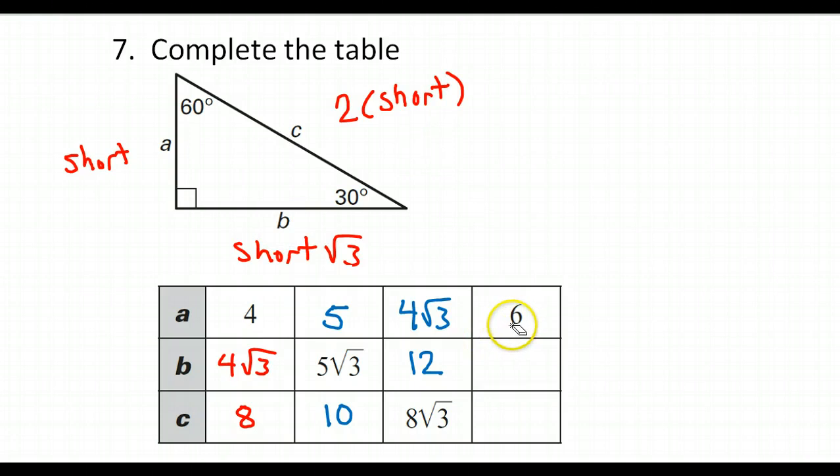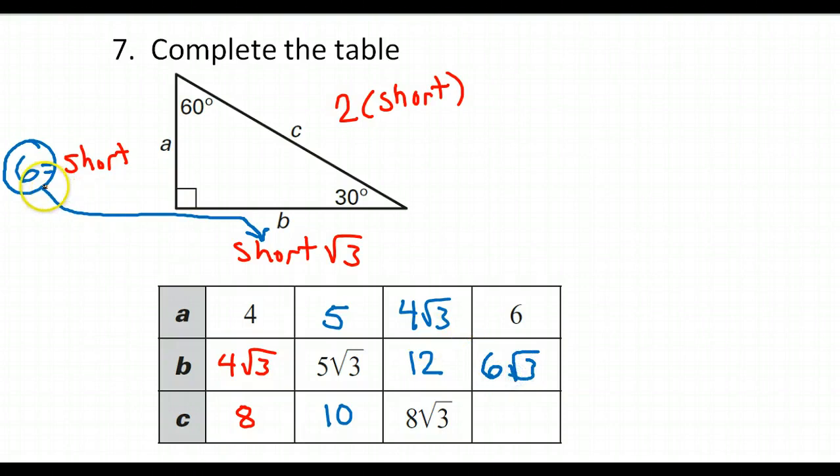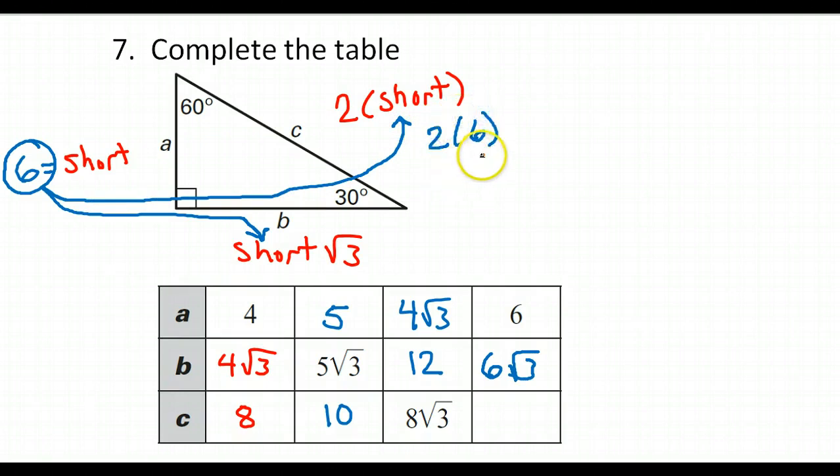So the last one, we're given that A is 6. Well, this is another easy one. A is 6, so that means 6 is the short leg. So we can just take that 6 and put it here for B, so this will become 6 radical 3. And we can take that short, 6, and put it right here. This will become just 2 times 6, which of course is 12. And that's how you do number 7.